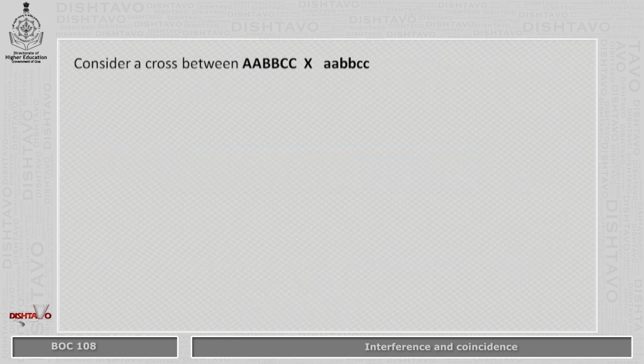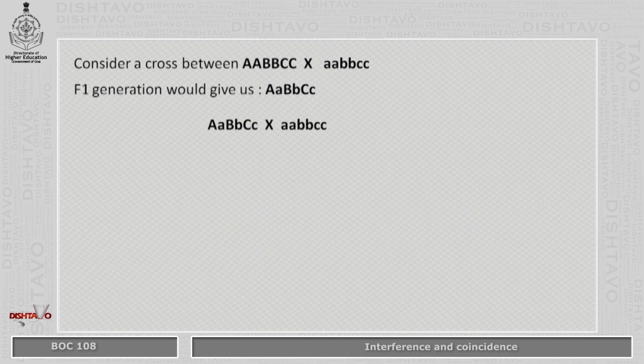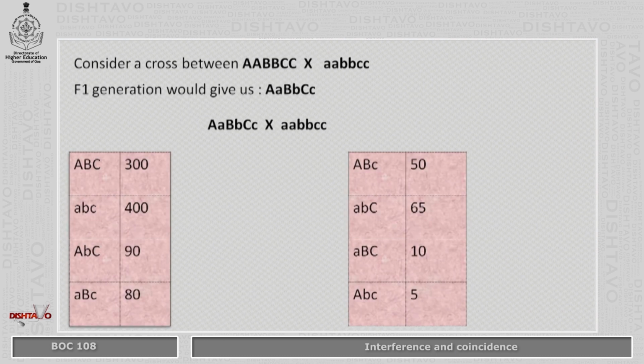Let us consider a cross of homozygous dominant, capital AA, BB, CC, crossed with small aa, bb, cc. The F1 generation would give us capital A, small a, capital B, small b, capital C, small c. We carry out a cross of this F1 individual with a homozygous recessive. We get the following observations.